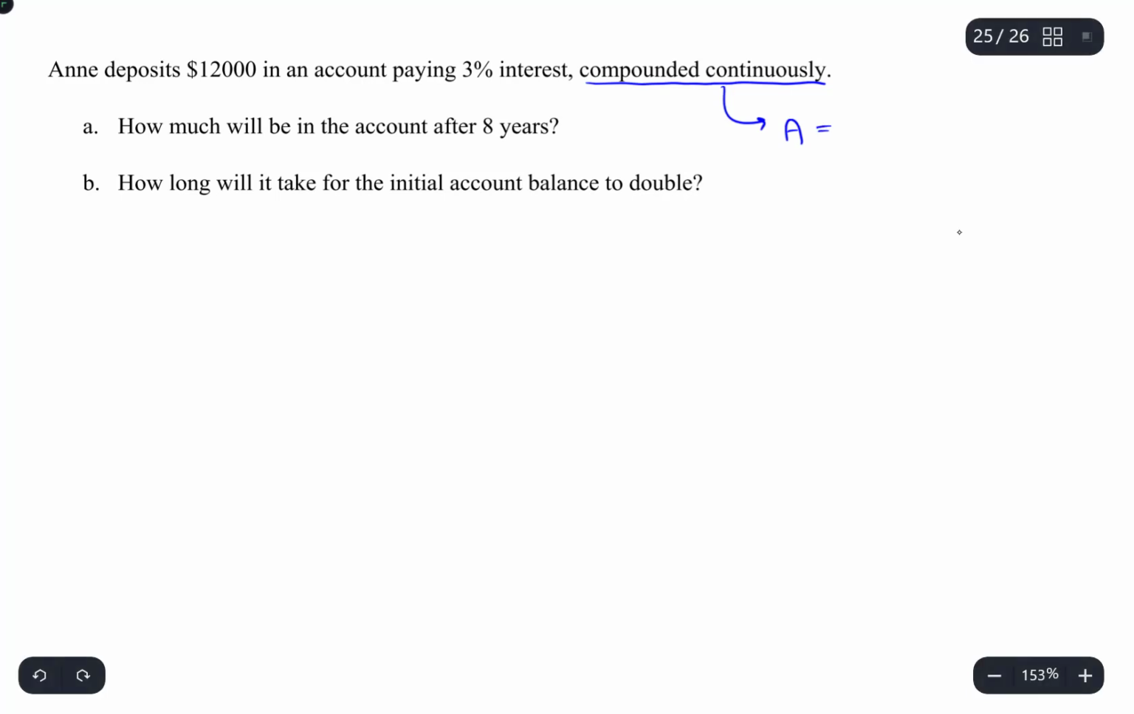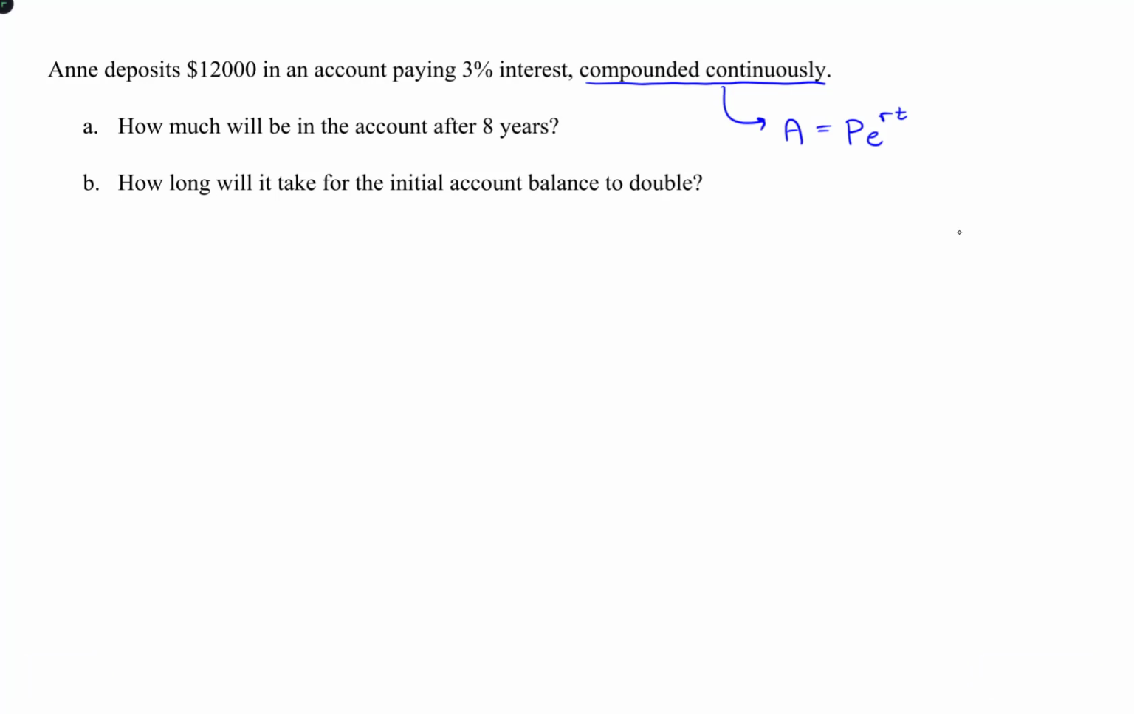So A equals P, which is the present value. So A is called the future value, P is called the present value, times e raised to the rt. And then e, of course, is the base of the natural logarithm, and r and t are the interest rate and the amount of time, respectively.